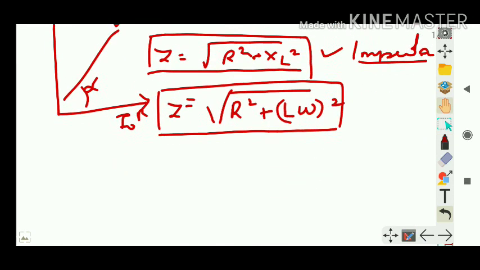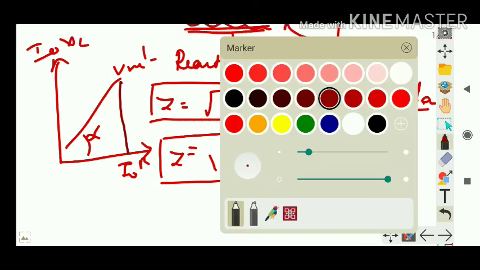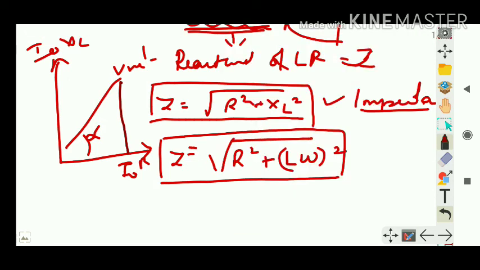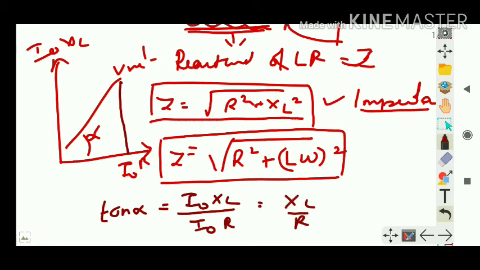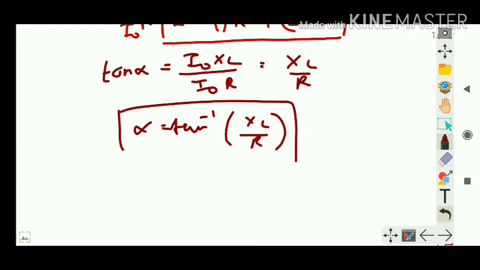What is tan alpha? If I draw a triangle like this, what is tan alpha? You can easily find tan alpha. Tan alpha is equal to I naught XL divided by I naught R, or XL by R. Or I can say alpha is equal to tan inverse XL by R. Keep that in mind. These are all parameters we require while solving problems.